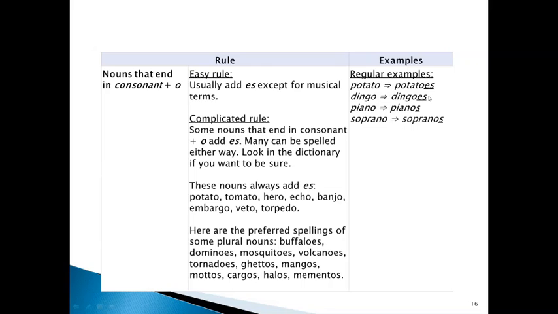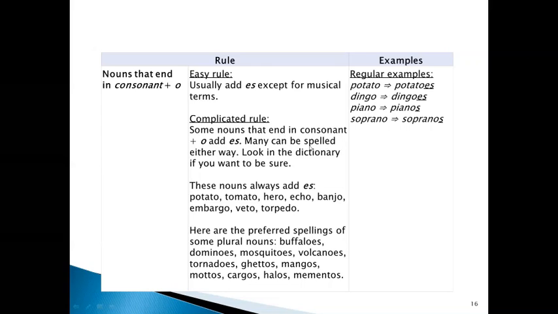Dingo, dingoes. Piano, N plus O, pianos. This is a different rule, which is connected with a complicated rule. We finish the easiest one. The complicated rule includes piano, and here we'll just add S. Soprano will be sopranos. Here for the complicated rule, let's clarify it. Some nouns that end in consonant plus O, we add ES to them as we learned in the previous point.